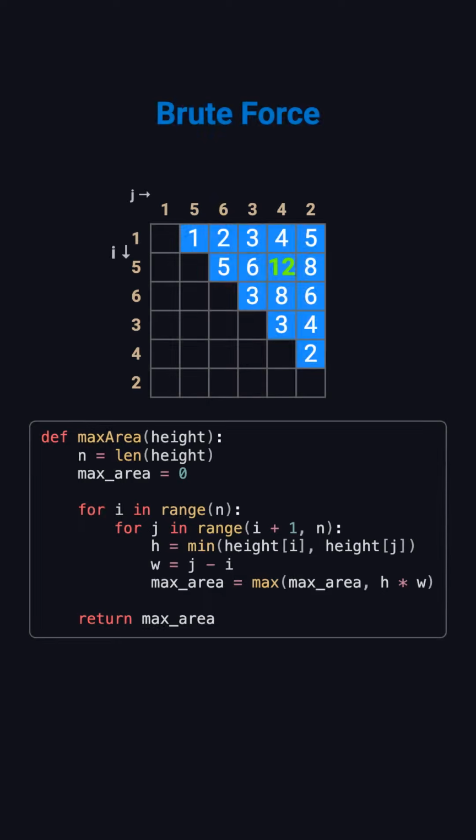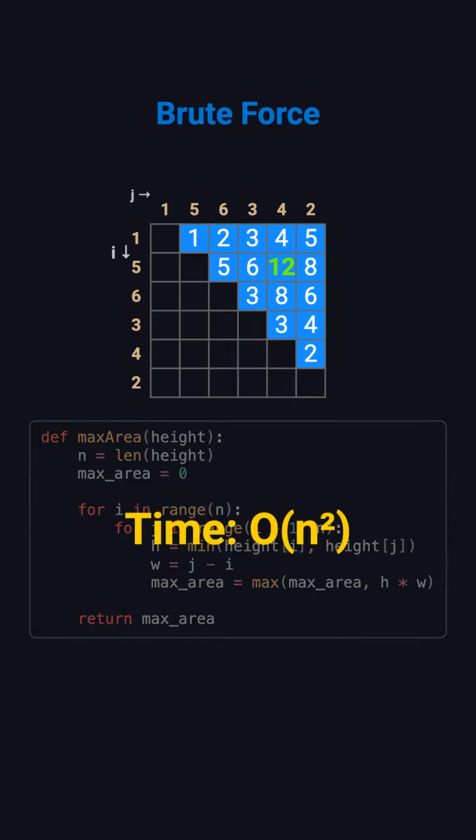The most straightforward solution is brute force. You try every possible pair of lines, calculate the area each time by taking the smaller height and multiplying it by the distance between the two lines, and keep track of the maximum. This approach is easy to understand, but it's slow. There are about n squared pairs to check, so the time complexity is O of n squared.